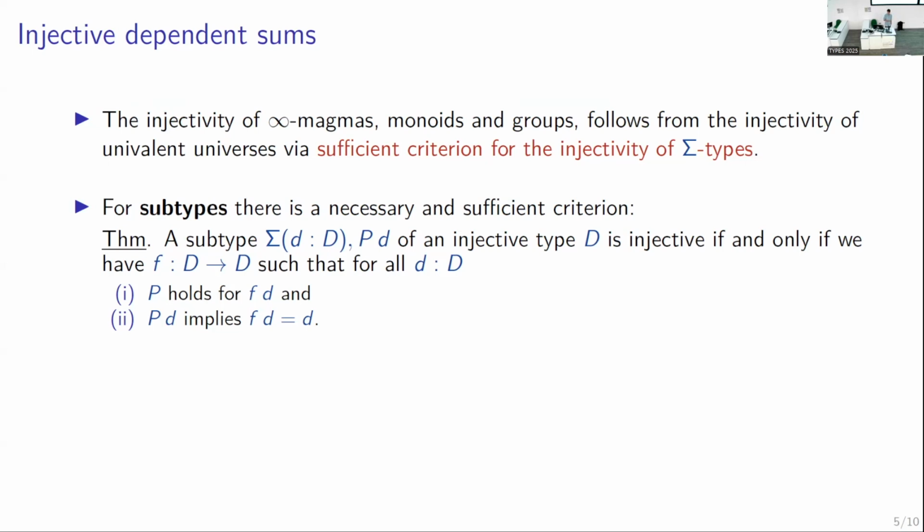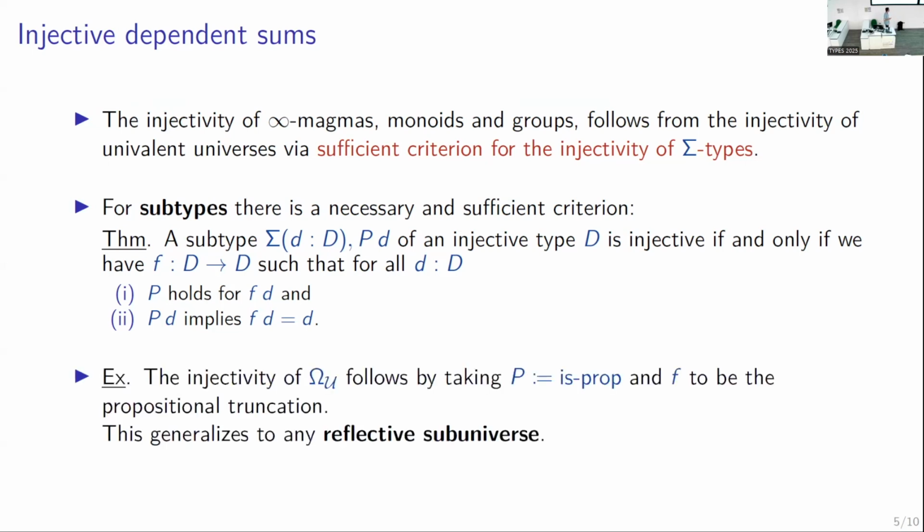So maybe it's a little bit mysterious, so let me give one example. So if you want, for example, the injectivity of the type of propositions, you can take P to be the predicate that something is a proposition, and the map F, which is then an endomap on the universe, is given by the propositional truncation. And this generalizes to any reflective subuniverse. And then you can check that, you know, if you truncate, then you are given a proposition, and if you are already a proposition, then the proposition is equal to its truncation, of course, using univalence.